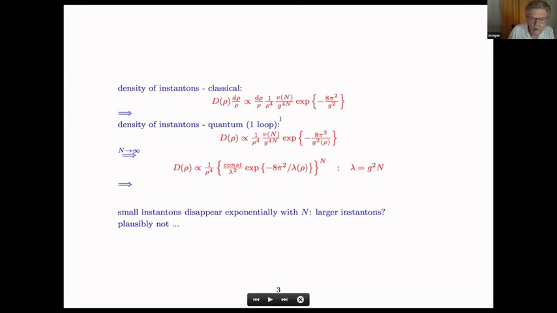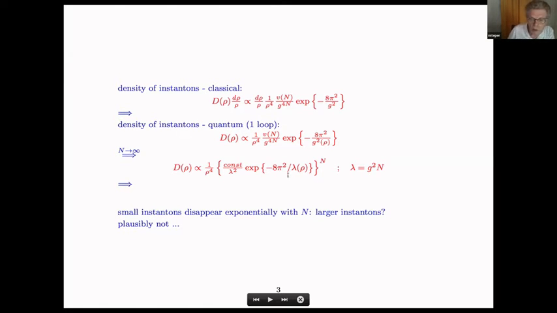So the density at one loop, if you do quantum fluctuations, this becomes a running coupling, clearly, as we well know. And if you make N large, then you know that you should keep the 't Hooft coupling constant. So you put a factor of N here, which means you have a factor of N in the numerator as well, which becomes a power. So this is the old Witten argument that instantons disappear at large N, at least ones where you can use this expression.